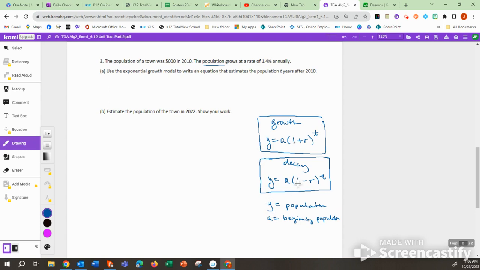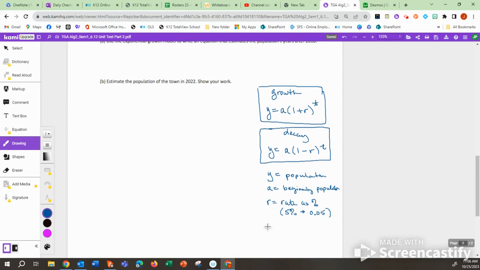1 is in the formula. R is your rate as a decimal. So just a quick reminder, if your rate is 5%, remember to change that to its decimal form, which is move the decimal 2 places to the left. So you would have to use 0.05 or you'll get it wrong. And then T is time.